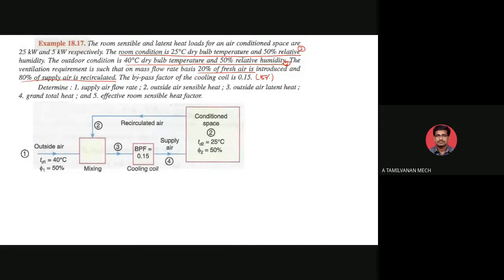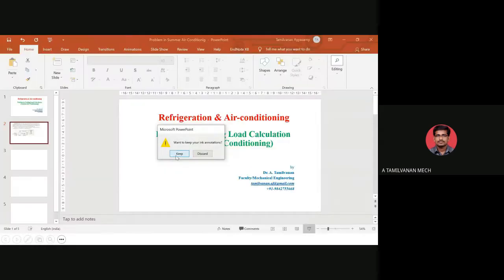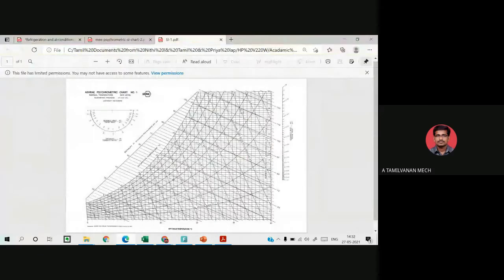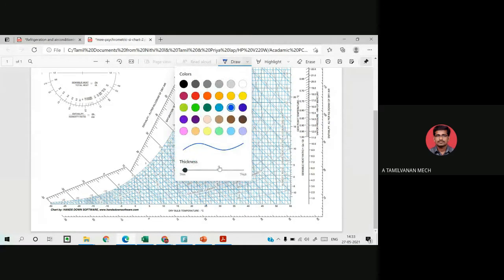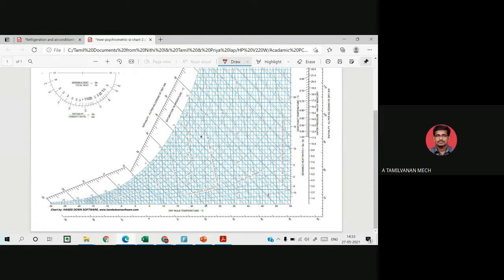From that, you have to fix points 1 and 2 on the psychrometric chart. In the chart, you draw the 25 degrees Celsius dry bulb temperature line, drawing the perpendicular line from the 25 degree mark with the help of a scale. The next one is the 50% RH line.